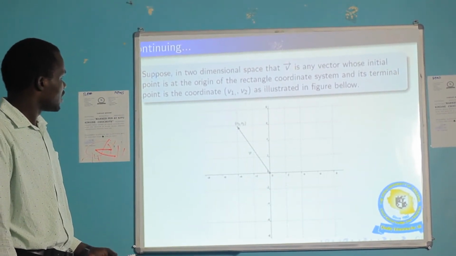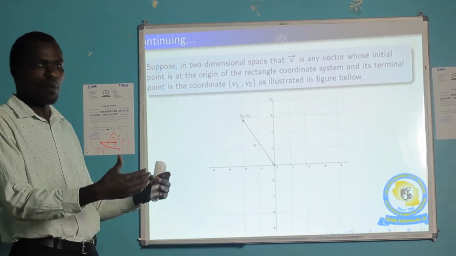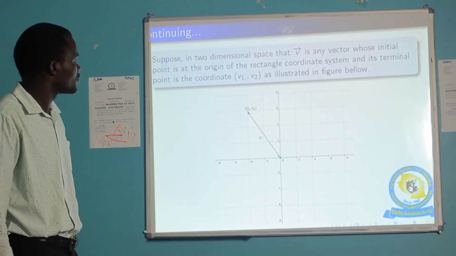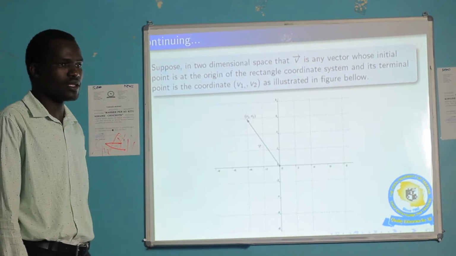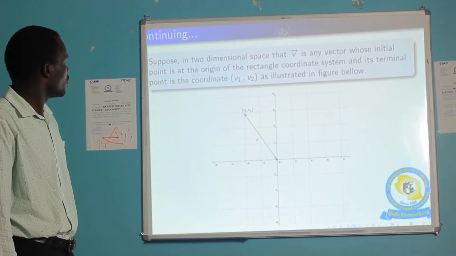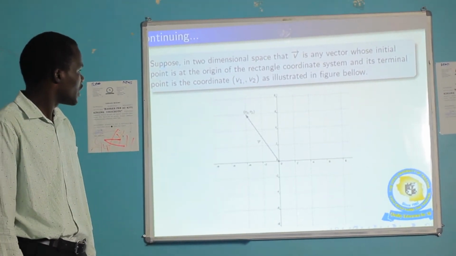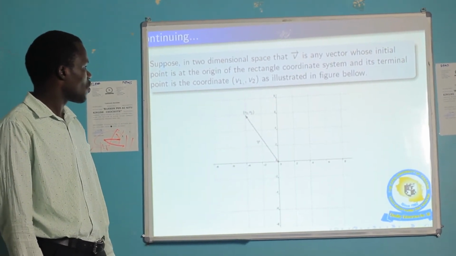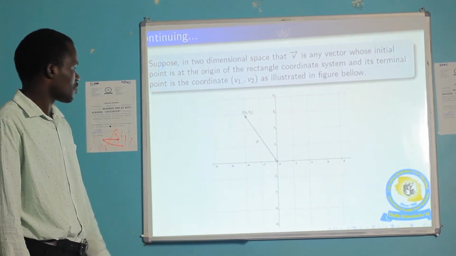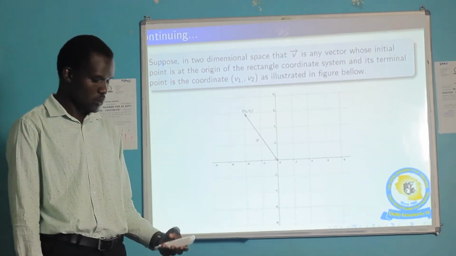So let's go further. Suppose we have a vector v. This is the way a vector can be represented with a right-arrow. This vector starts from the initial point, which is 0, and ends at the terminal point, which has 2 entries, v1 and v2. So this figure illustrates the vector in 2 dimensions.